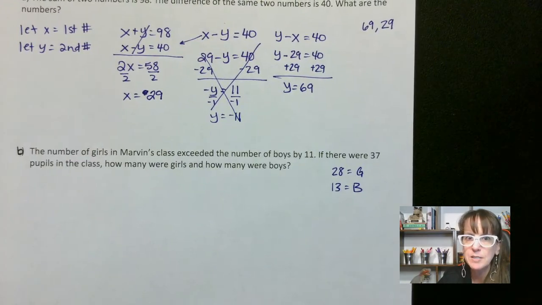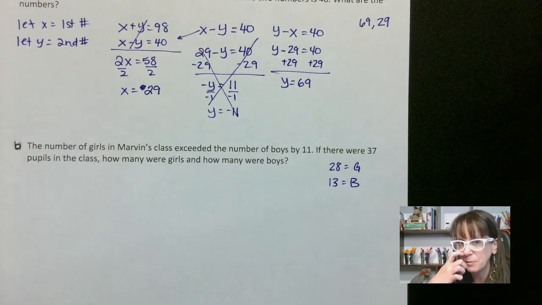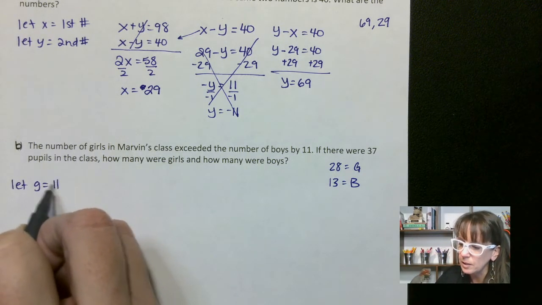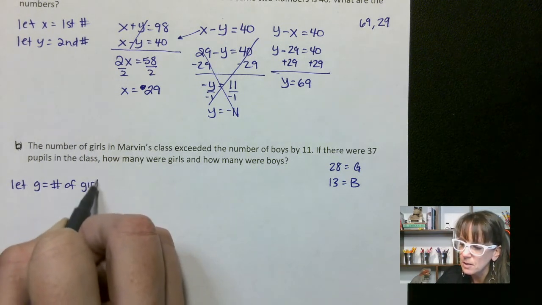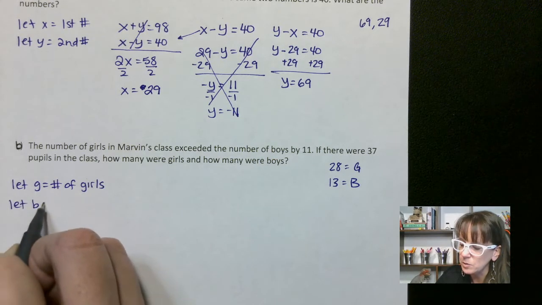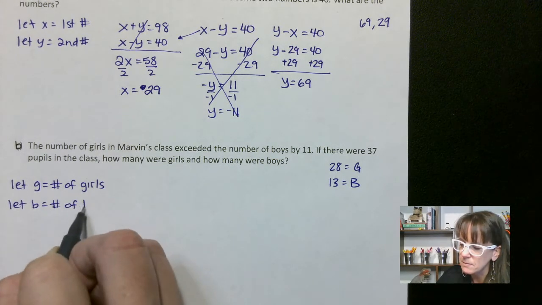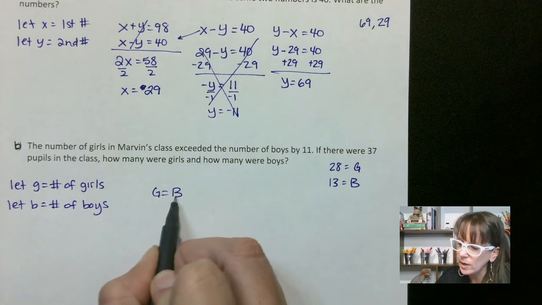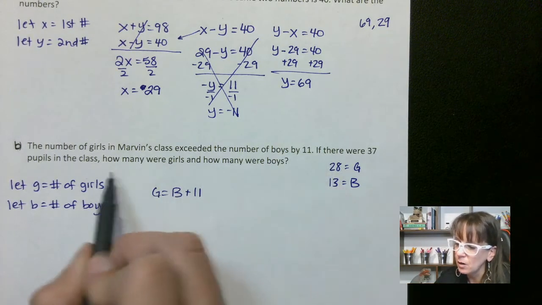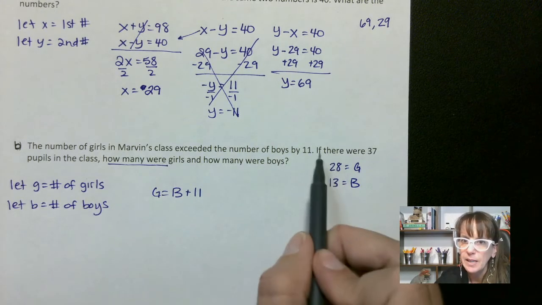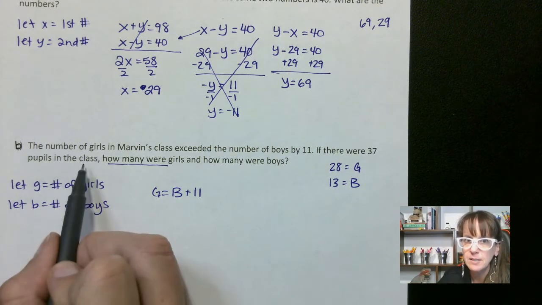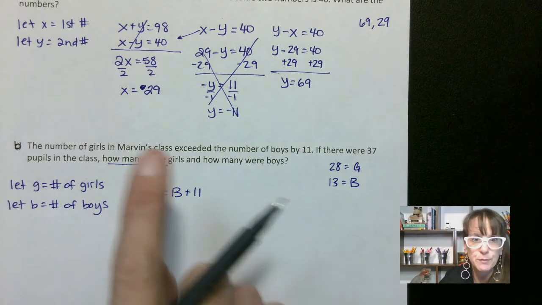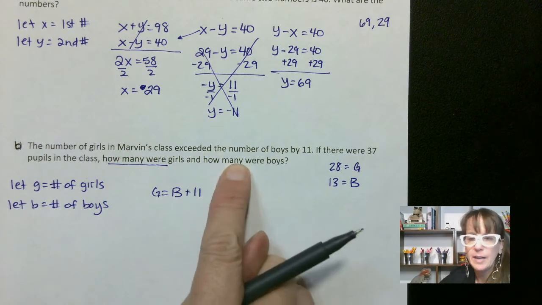All right, the number of girls in Marvin's class exceeded the number of boys by 11. So let G equal number of girls. Let B equal number of boys. So the girls equaled the boys plus 11. If there were 37 pupils in the class, how many girls and how many were boys?